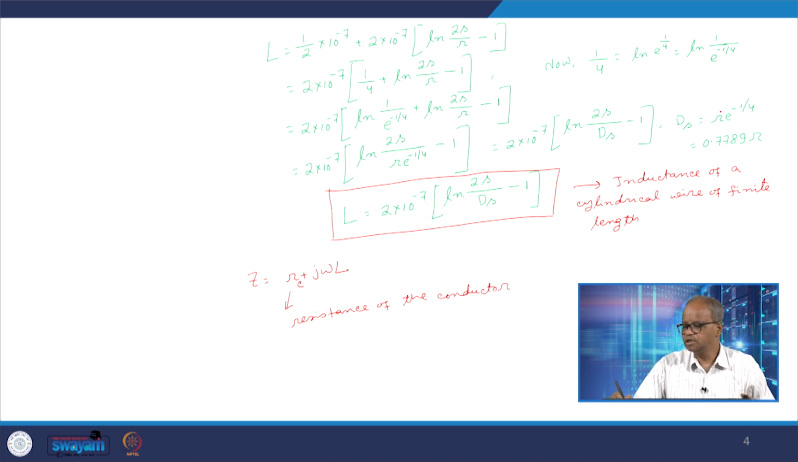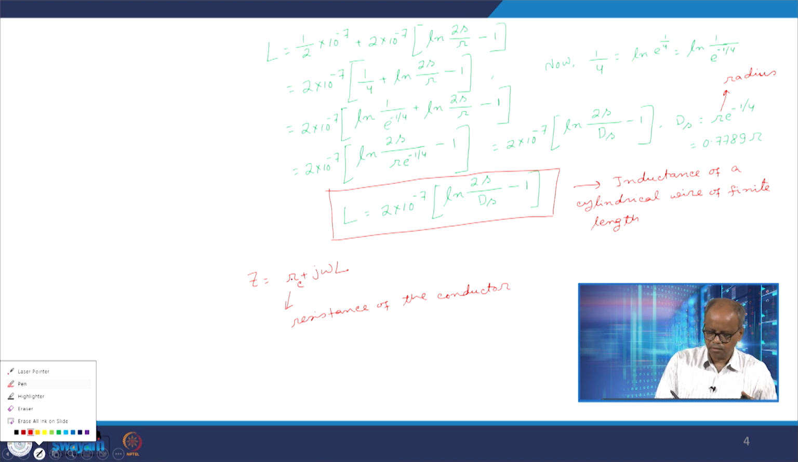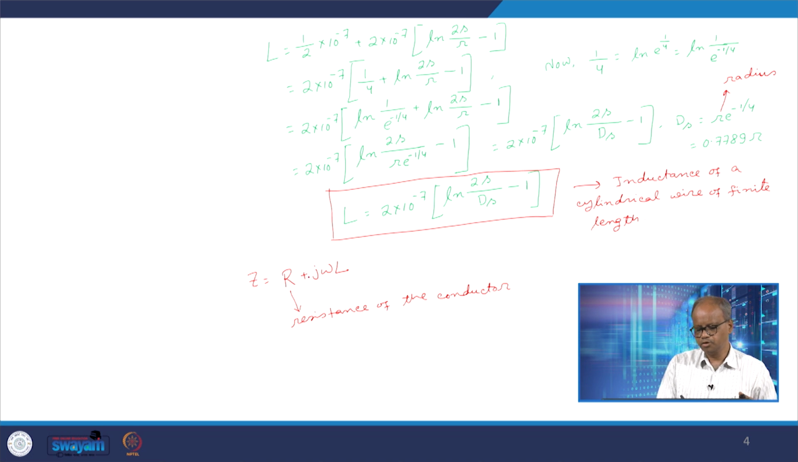Please note here, this R is the radius, but this R is actually the resistance of the conductor. So, this is the resistance of the conductor. So, then therefore, Z would be R plus j omega L, where omega is the frequency. So, it is obviously R plus j omega some constant k, k is log twice s by ds minus 1, where k is the constant 2 into 10 to the power minus 7.